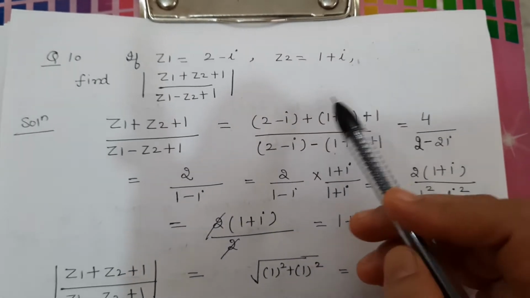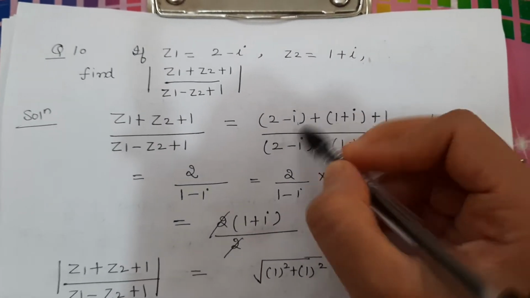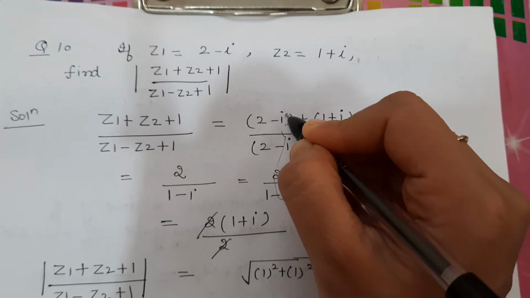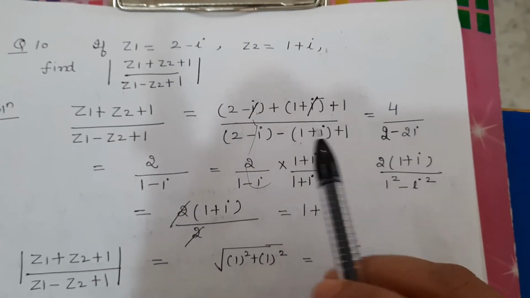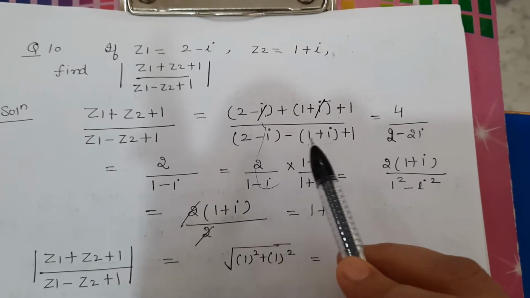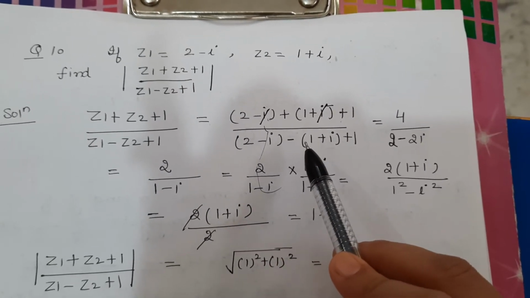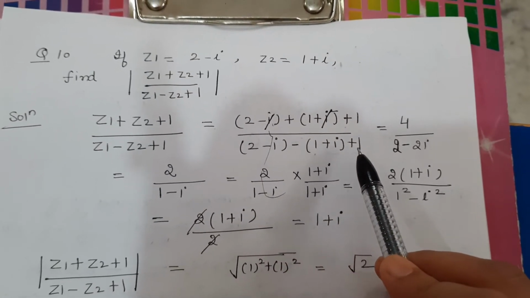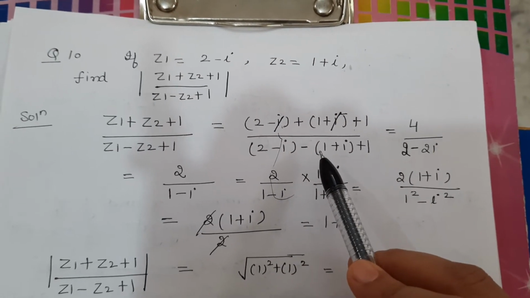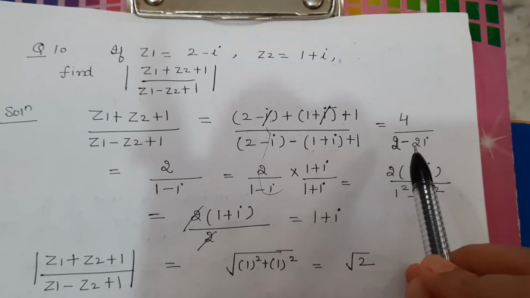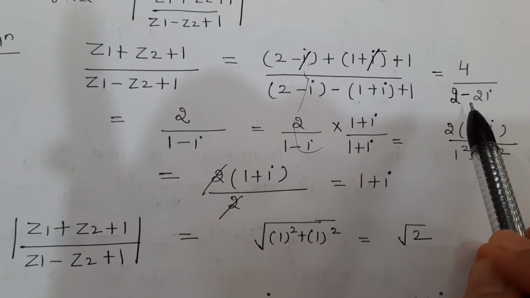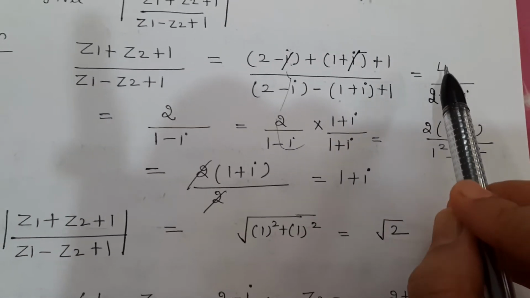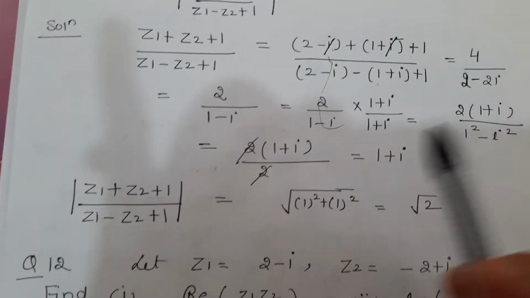Here iota is cancelled. So look here, you have iota is cancelled here. We have 2 plus 1 plus 1. This is 4 upon 2 minus iota minus 1 minus iota plus 1. 1 and 1 minus 1 cancel. We'll have 2 minus 2 iota, right? Now take 2 common in the denominator. We have this is 2 upon 1 minus iota, right?